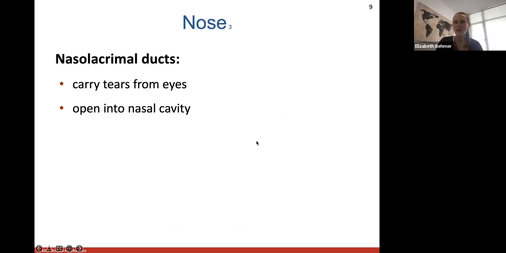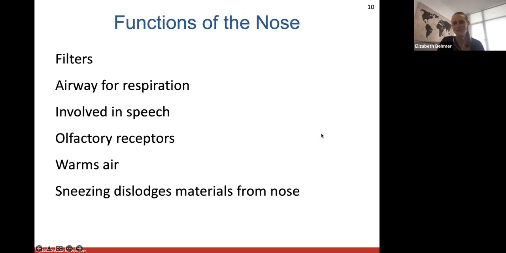You have nasolacrimal ducts that are carrying the tears from your eyes that have cleaned your eyes and then have opened into the nasal cavity. And this is a constant process because tears are constantly cleaning your eyes and then being drained into the nose. But when you cry a little bit more, this is why you need a Kleenex, because you have excess tears entering the nasal cavity that you need to get rid of.